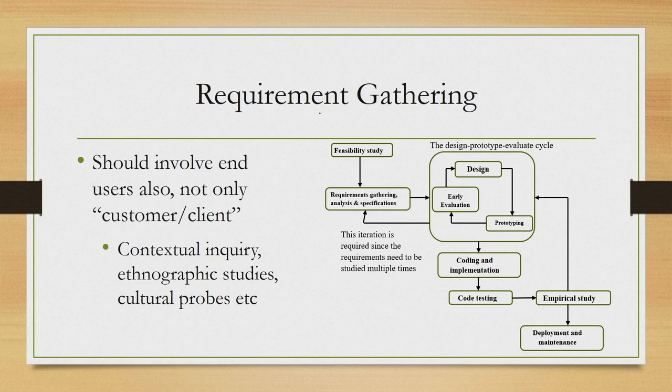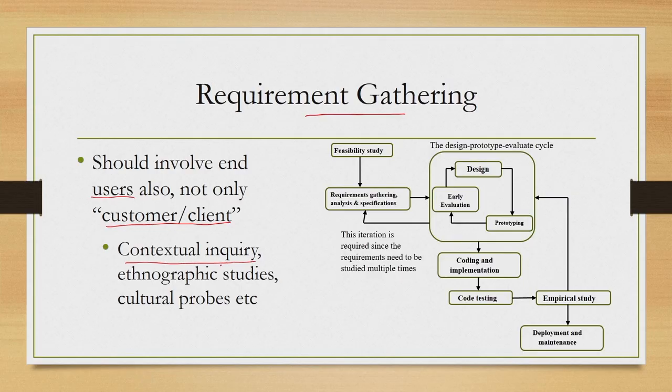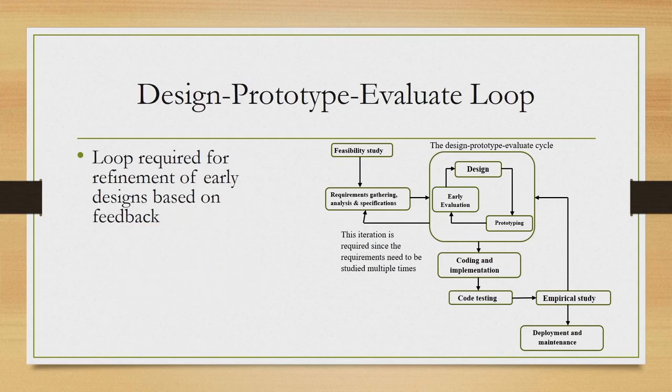Now, in the requirement gathering stage, since we are dealing with human computer interfaces, here we need to identify requirements from the users, end users or layman users, rather than only the customer or client of the product. That is very important. Accordingly, we have to deploy different techniques that are used to capture end user requirements, such as contextual inquiry, ethnographic studies, cultural probes and so on. Next comes the design prototype evaluate cycle. It involves three sub stages: design, building prototype based on design, and early evaluation.